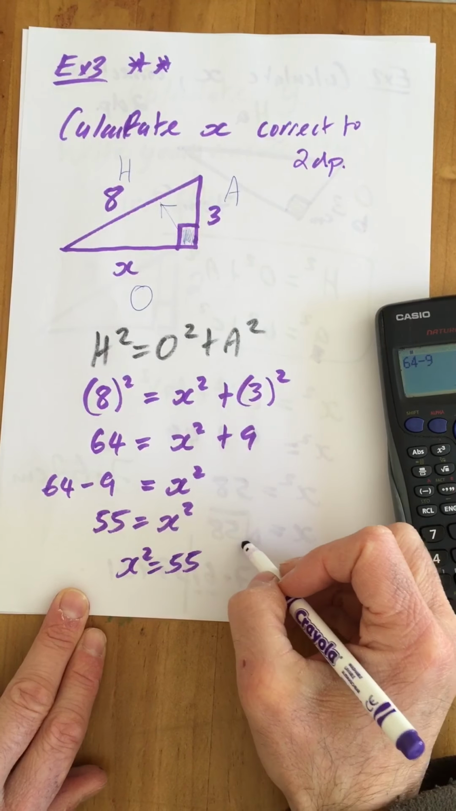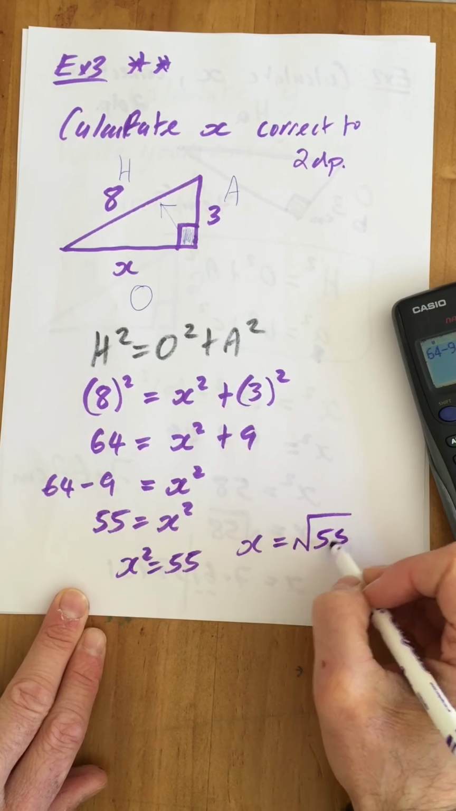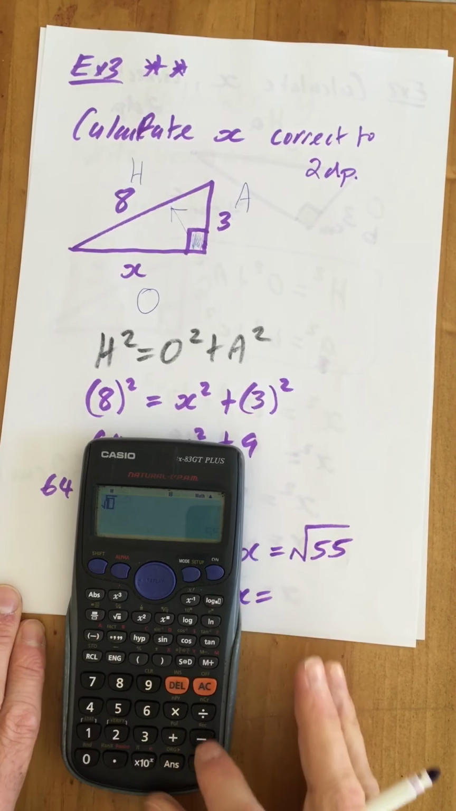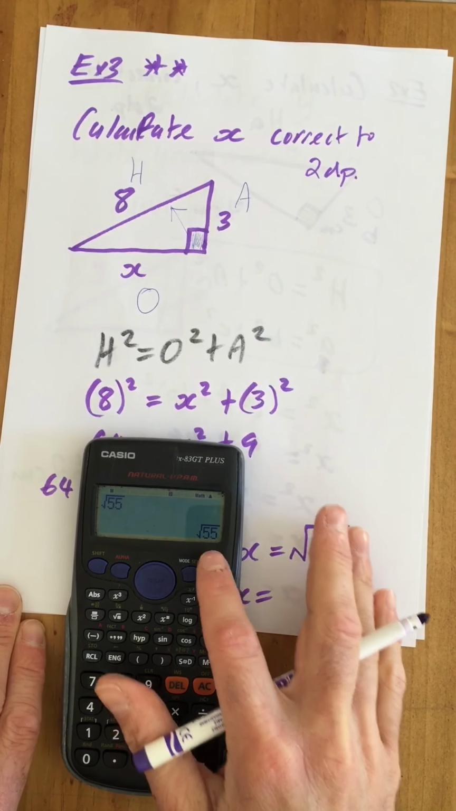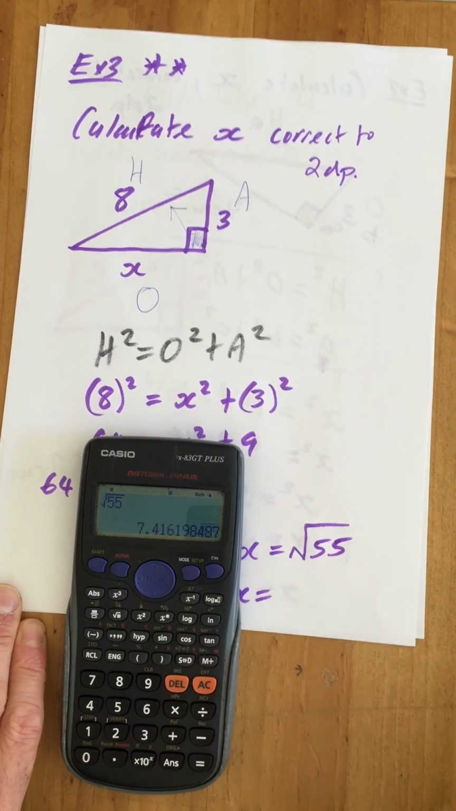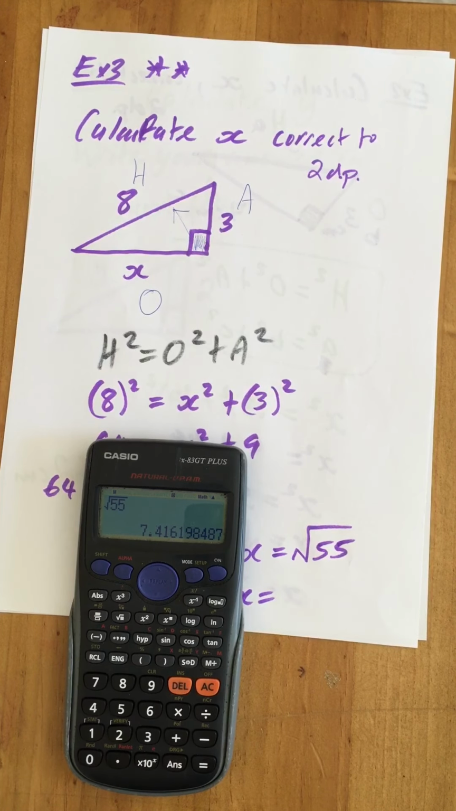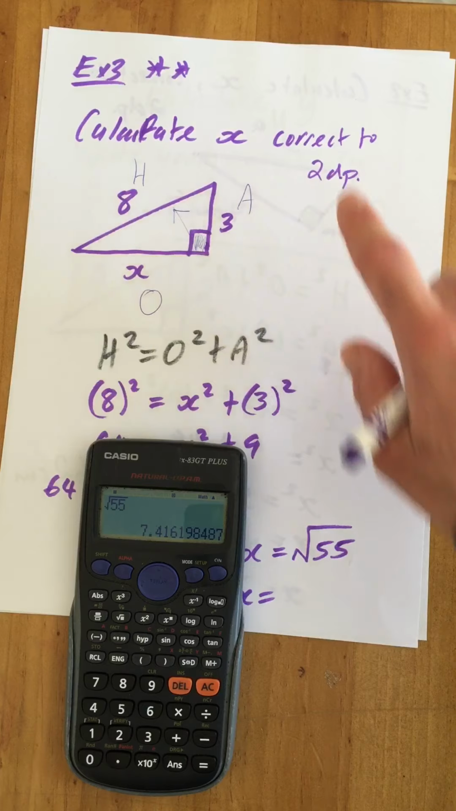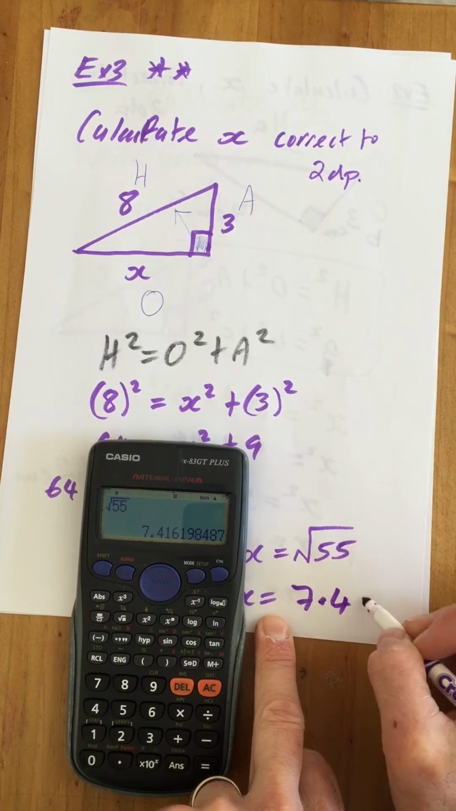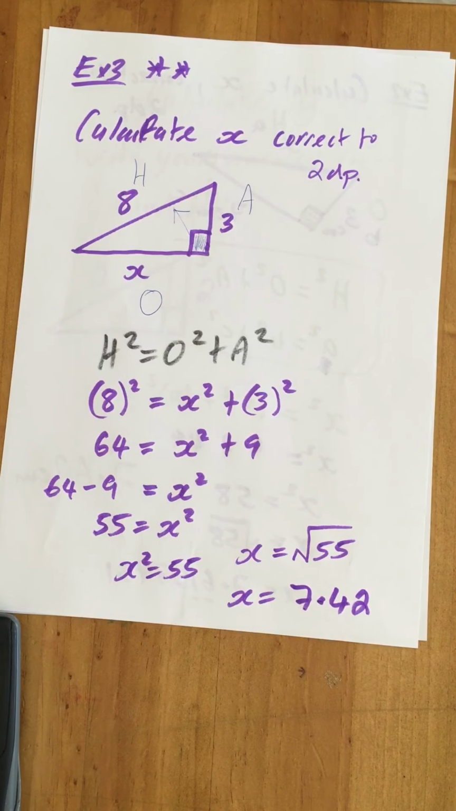But I don't want x squared, I want x. So how do we get x on its own? We get the square root of 55, and then we can use our calculator to figure out what the square root of 55 is. So I'm going to go square root 55 equals, and notice square root of 55 comes up on my calculator screen. I want it in decimals, so I press my SD button, and up comes 7.41619. Now, how many decimals do they want? They want 2 decimal places, so this is going to be 7.42. So the answer is that x in this question will be 7.42.